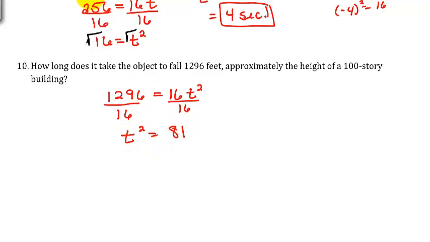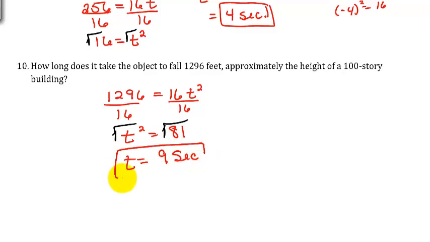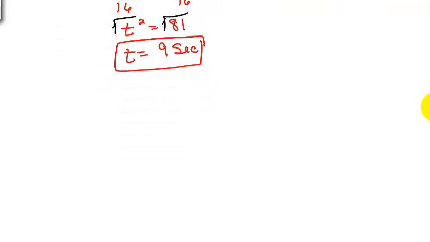Then we would take the square root on both sides of this to unsquare the t. So t is equal to, and again, this is time, so we're not going to consider the negative result, only the positive one, and so this would be 9 seconds. So it'll take the object 9 seconds to fall 1,296 feet.